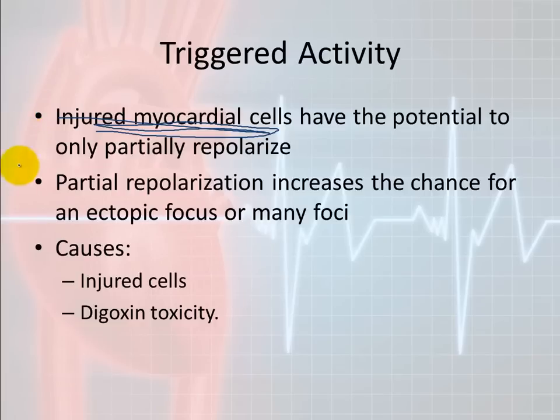The triggered activity usually occurs from injured cells due to other problems and digitalis toxicity. Digitalis is a fantastic drug whenever it's used for certain disease processes and certain heart problems, but boy, it can really wreak havoc on the heart as well with long-term usage. So that's a triggered activity.